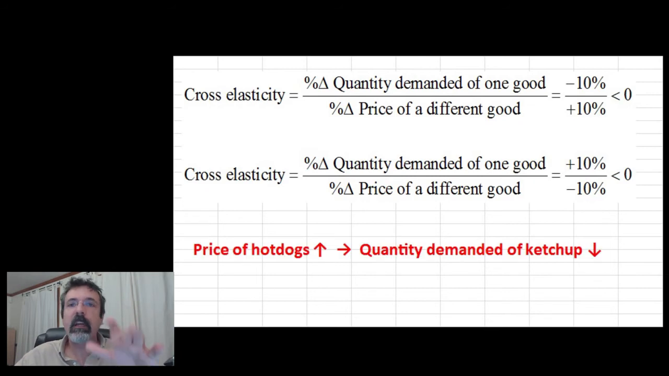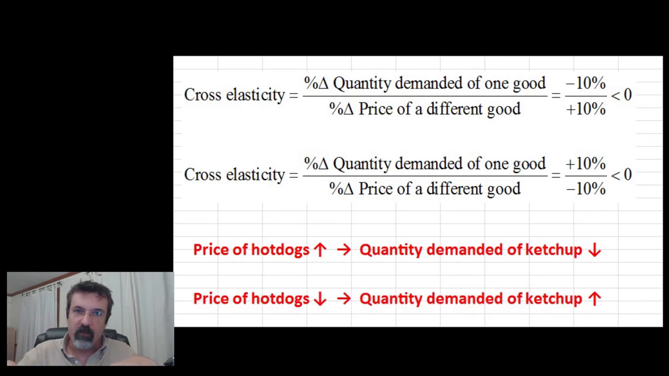So the example here is hot dogs and ketchup. If the price of hot dogs goes up, you buy fewer hot dogs, but you use ketchup on hot dogs. So if you're buying fewer hot dogs, you're going to buy less ketchup also. So price of hot dogs goes up, quantity demanded of ketchup goes down. Conversely, if the price of hot dogs falls, you'll buy more hot dogs, but if you buy more hot dogs, you put ketchup on them, so you'll buy more ketchup also. The price of hot dogs falls, the quantity demanded of ketchup goes up.